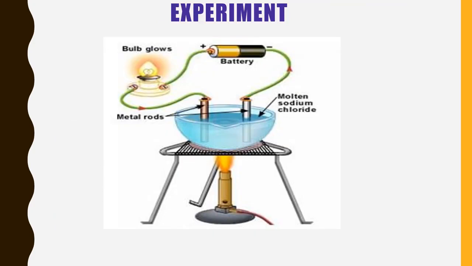Through this electrolytic reduction, we can easily find out whether the given compound is an electrovalent compound or a covalent compound. In this experiment, we are taking molten sodium chloride. Molten is nothing but liquid sodium chloride. Once we melt the sodium chloride, it becomes molten. Otherwise, we can take an aqueous solution. Aqueous solution means sodium chloride mixed with water.